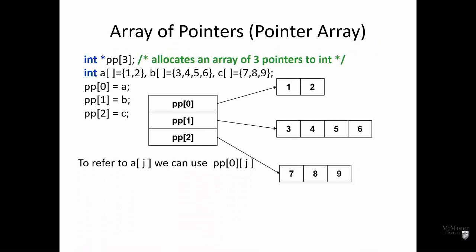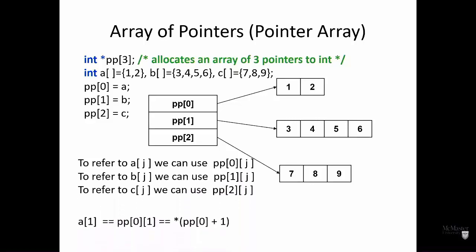Okay, so if I want to refer to element A[1] in array A, what you can say is, A is pointed to by BB[0], and then you can use another index here, J. BB[0][1] will be 2, right? And the same thing for these. So A[1] is completely equivalent to BB[0][1].